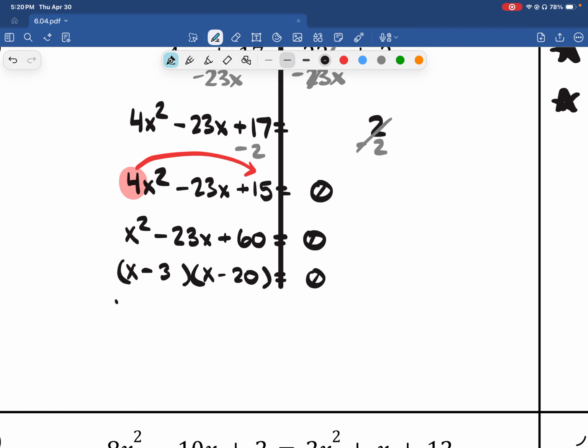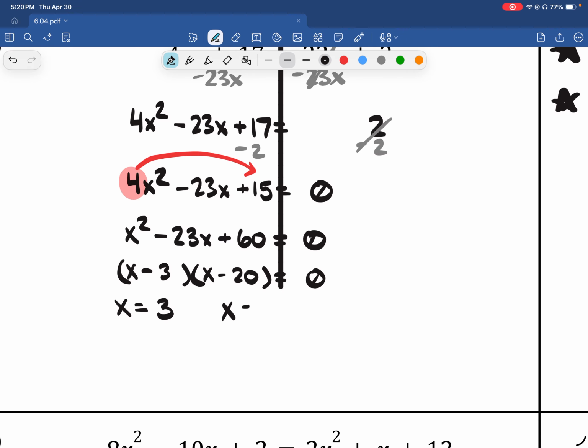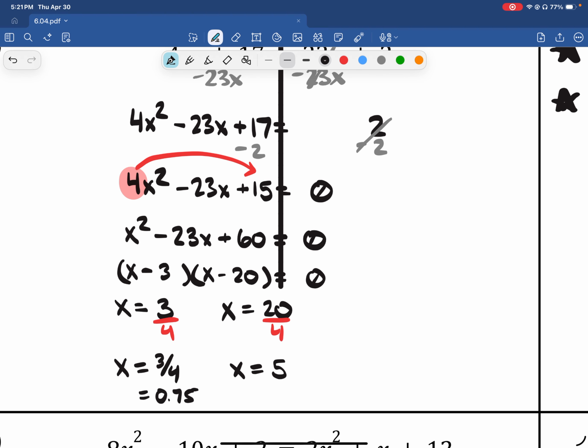Now, a factor of x minus 3 gives you a solution of x equals 3. Let me say that again. A factor of x minus 3 gives you a solution of x equals 3. A factor of x minus 20 gives you a solution of x equals 20. Finally, divide them both by 4. 3 divided by 4 is just 3/4, or 0.75. 20 divided by 4 is 5.